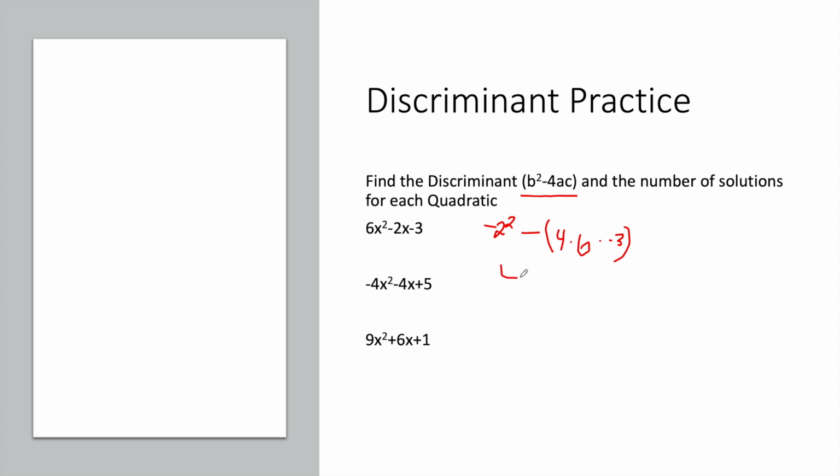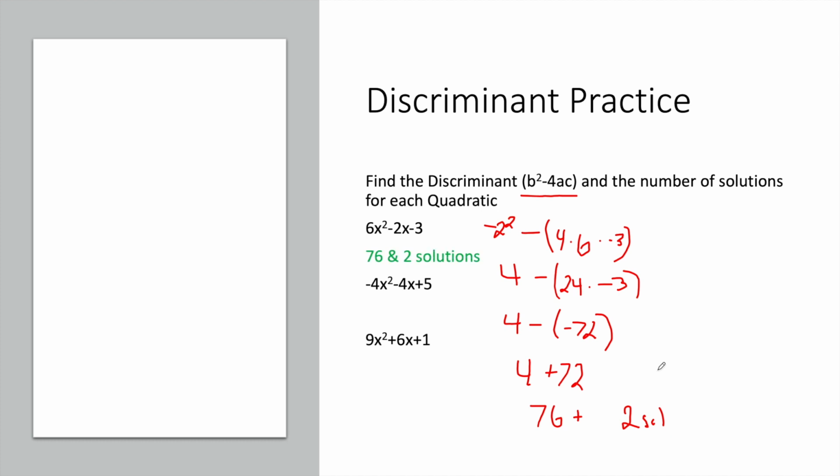-2 squared is 4. Minus 4 times 6 is 24, times -3. Doing our parentheses first, we have 4 minus -72. And we know when we subtract a negative, that turns into a positive. So this would turn into 4 plus 72, and this would turn into 76. Because 76 is positive, we have 2 solutions, or 2 zeros. Checking our answer, we got it correct.